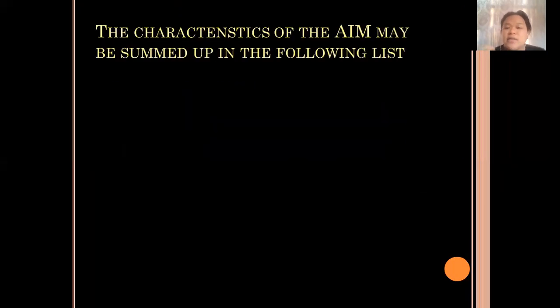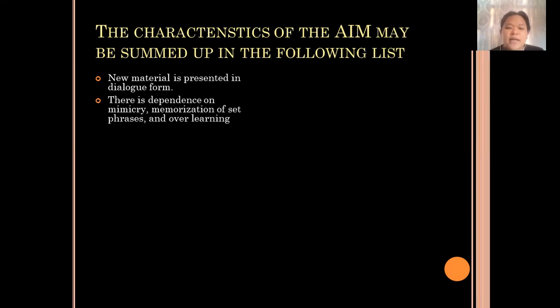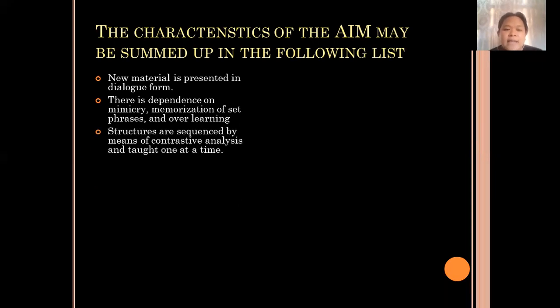The characteristics of the ALM might be summed up in the following list. Next is that new material is presented in dialogue form. The next is that there is dependence on mimicry, memorization of set phrases, and overlearning. The next is that structures are sequenced by means of contrastive analysis and taught one at a time.